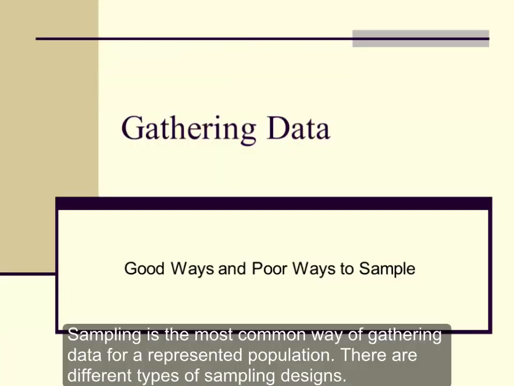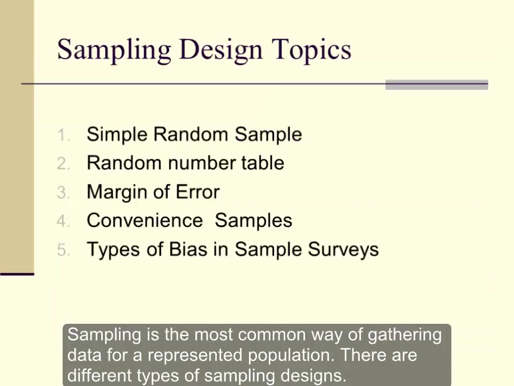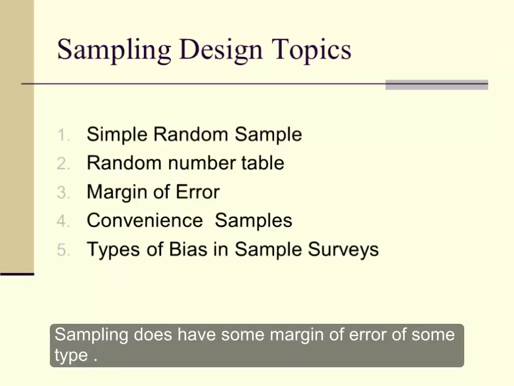When you're gathering data, there are several ways of doing it. The most common one is to do a sample. A sample is a representative of the population. But again, there are different types of sampling designs that you have: random sample, and we'll look at some of these, the margin of error, and some of the biases involved in sampling as we go through this also.